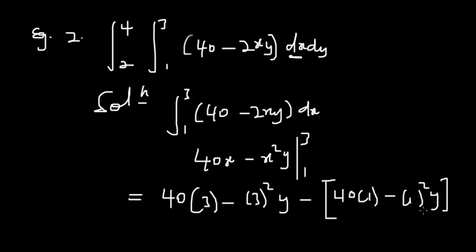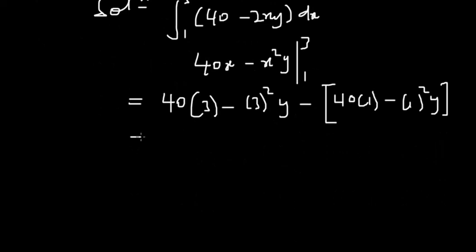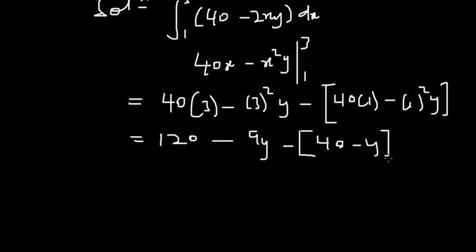So you could just solve this. When you solve this, you end up with 40 times 3, that's 120, and then 3 exponent 2, that's 9y, minus 40 times 1, that's 40, minus this will be just y.